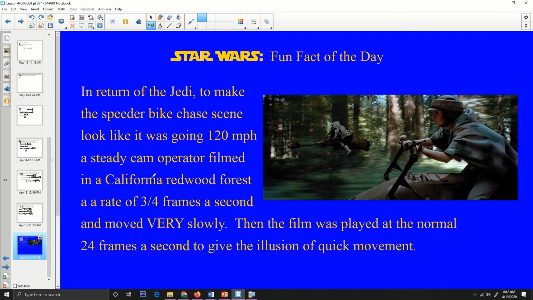And so the Star Wars fun fact of the day: in Return of the Jedi, to make the speeder bike chase scene look like it was going 120 miles an hour, a Steadicam operator filmed in a California redwood forest at a rate of 3 and 3/4 frames per second and moved very slowly. Then when the film was played back at normal speed at 24 frames a second, it gives the illusion of very fast movement.